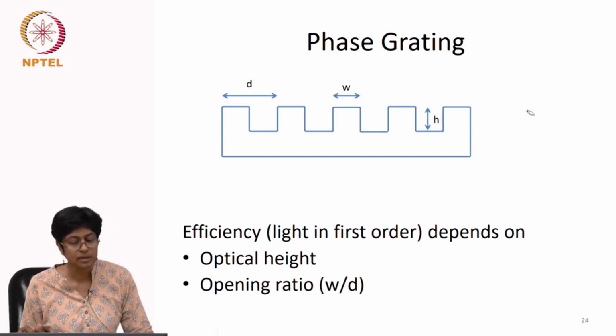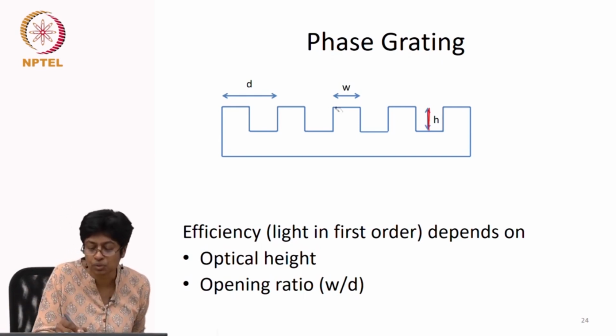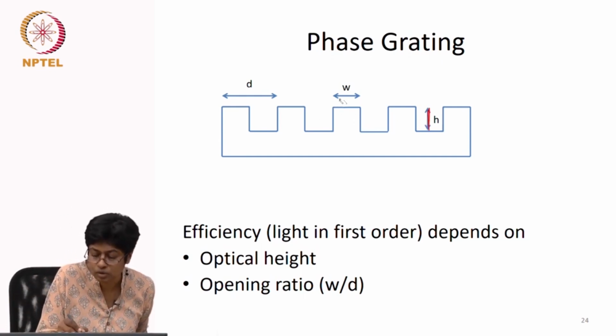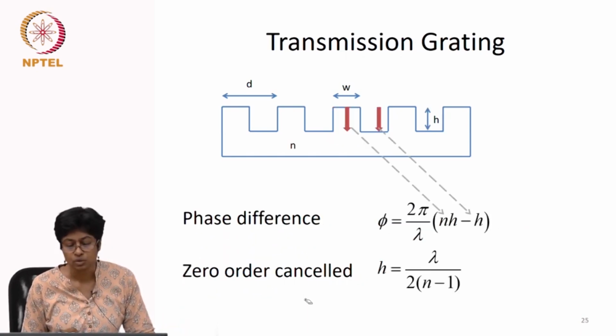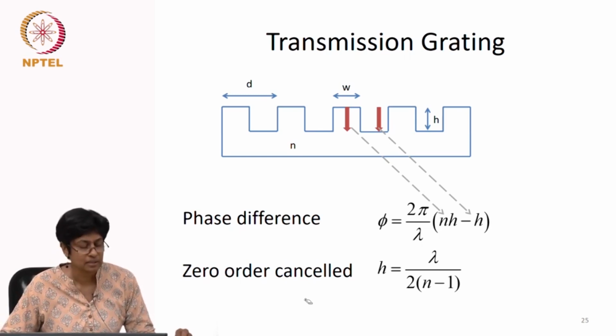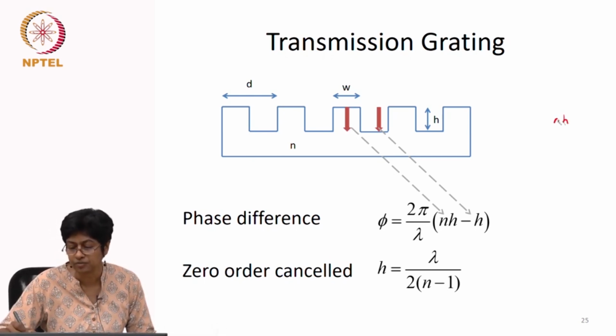Okay, and two things are important here: this height of your grating as well as the ratio of this part, so this structure to the whole structure. So this is called the opening ratio, W by D. Sometimes you see this also as fill factor, W by D. Okay, so how does this help us figure out efficiency? Let's consider a beam that's incident, and we're only now looking at a part of that beam, the path that traveled through this section of the grating. So it went through a height h of refractive index n.